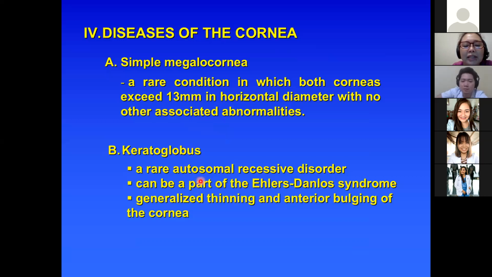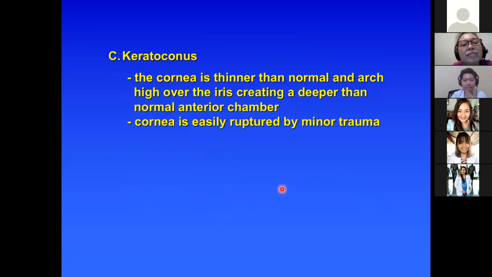Keratoglobus, on the other hand, can be part of Ehlers-Danlos. There is generalized thinning and bulging of the cornea. In megalocornea, the cornea is just really large, but the thickness is normal. Okay? Keratoconus, cone. It's just like a cone.